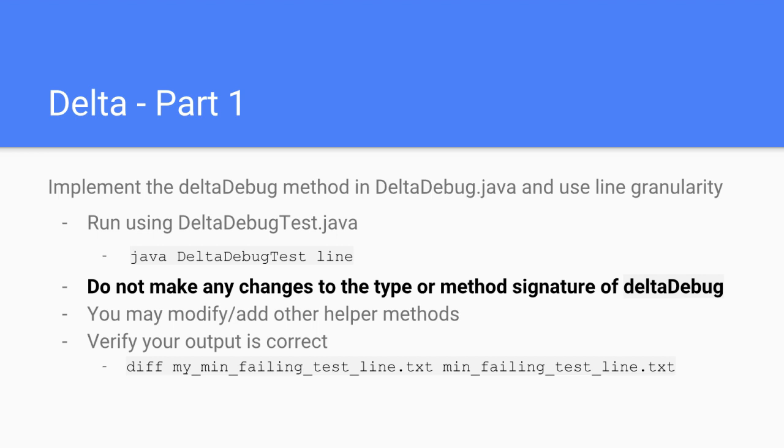There are a couple other helper methods in DeltaDebug. You can modify or add any other new ones that you want to. This is totally fine. The only thing you're restricted from is editing what's going into the deltaDebug method. And then finally, once your algorithm is implemented, you're going to use the diff command to compare your output with the provided minimum failing test for the line.